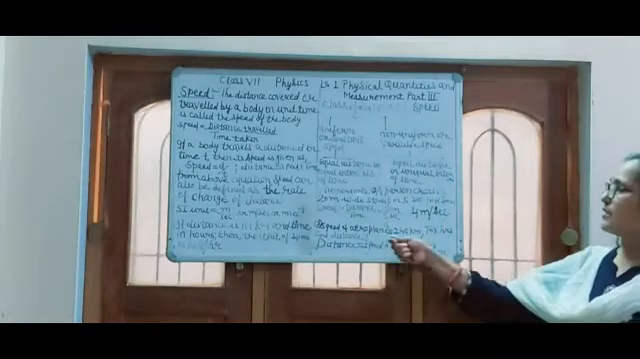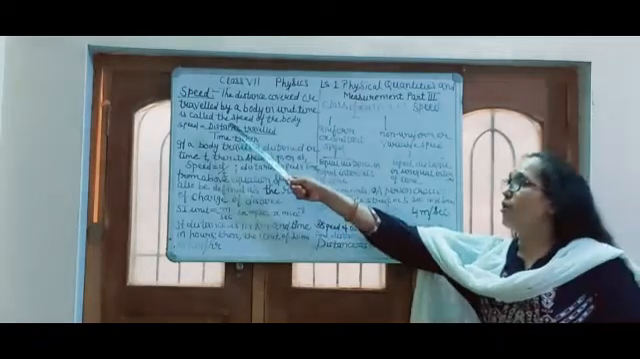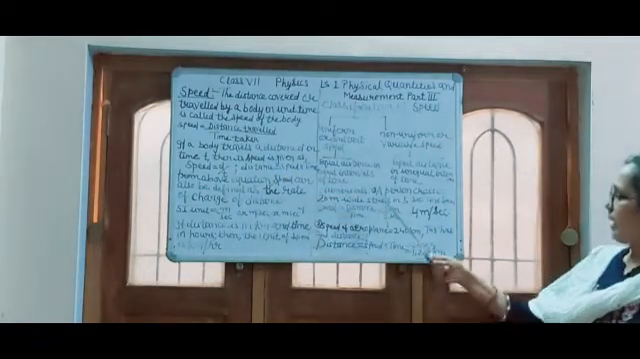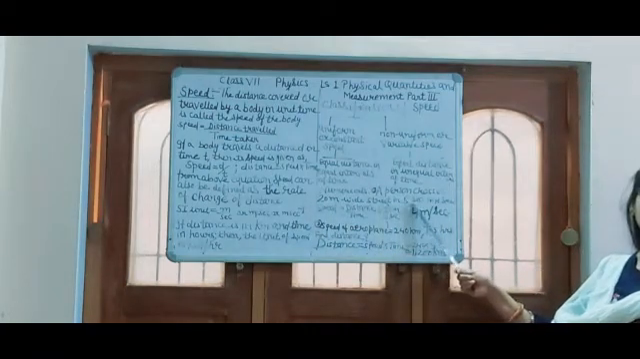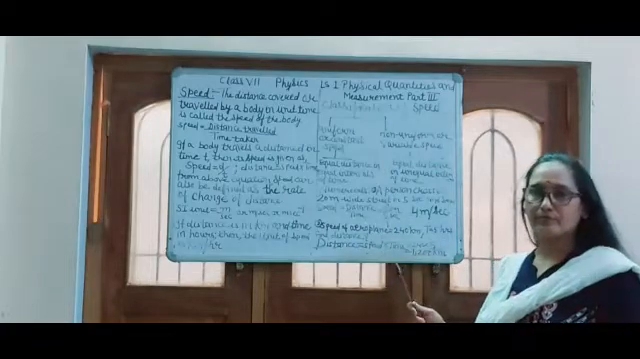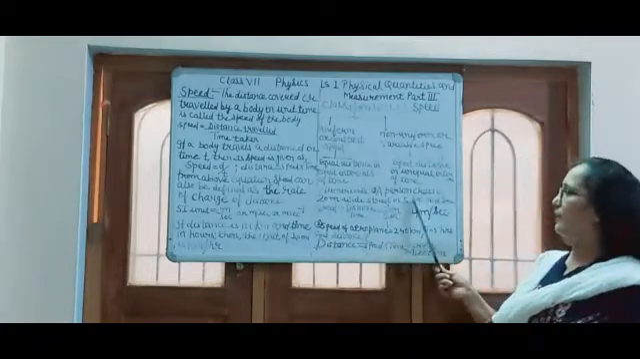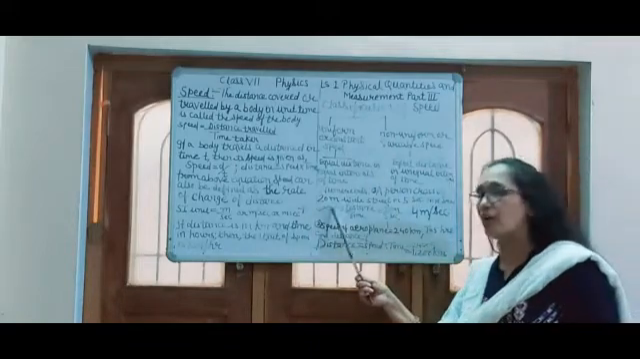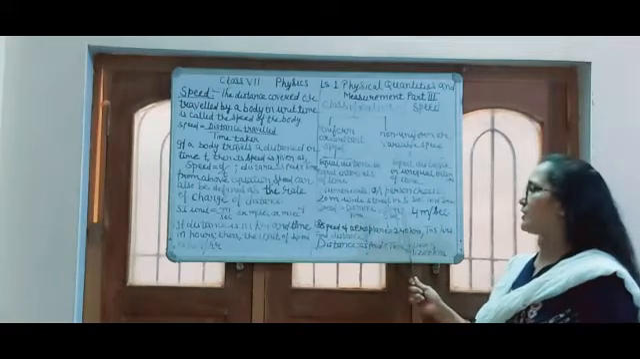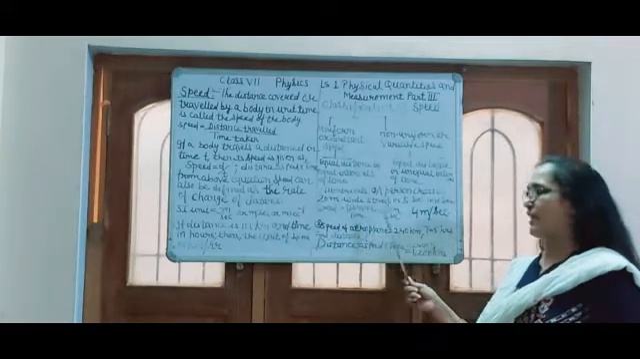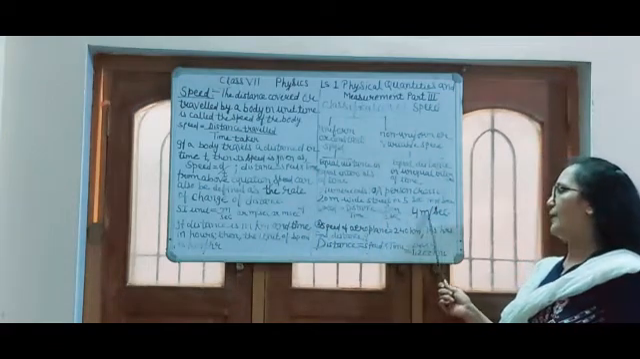Now students, we will do some numericals on the basis of the formula of speed. A person crosses a 20 meter wide street in 5 seconds. Find speed. What is the distance here? 20 meter. What is the time here? 5 seconds. What is the formula of speed? Distance upon time. So in place of distance we put 20 meter, in place of time we put 5 seconds. When we cancel, we get 4 meter per second.